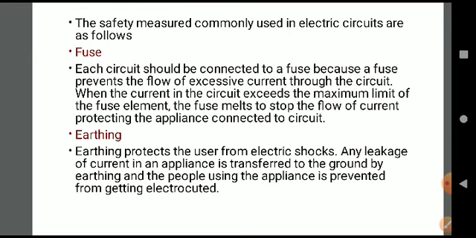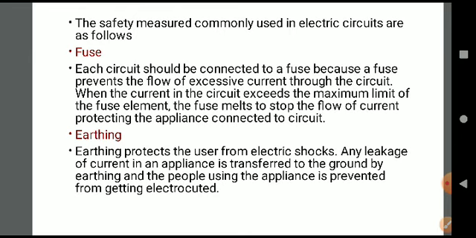So what does it mean? We have seen that in the sockets that we are using in the boards, we have three pins. The one is for the live wire, second is for neutral, and third is provided as a provision of earthing. Now the appliance is connected to this earthing wire. Suppose we are taking an example of refrigerator.